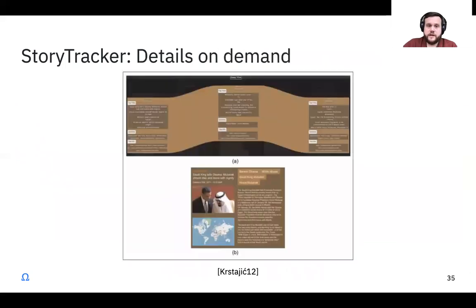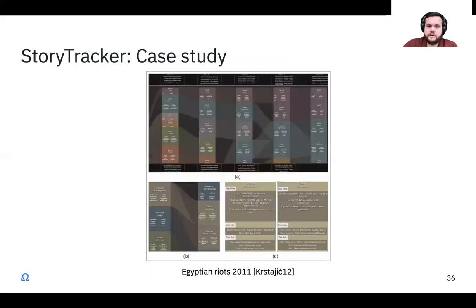There's also details on demand. Here we see one of the streams, and by interaction you can look at the story in more detail. There's even a tooltip where you have maybe some multimedia associated with the news. You have a summary of key actors, and you can read the story on demand if you deem it relevant to you. And the case study was the Egyptian riots and unrest in 2011.